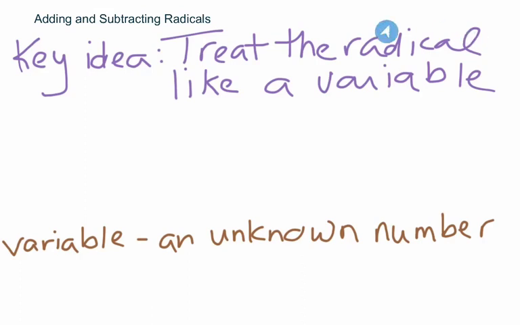It's just now we know what the number is. So the number might be the square root of 2 or the square root of 3. And so it behaves the same way as the variable. So what do I mean by that when I say treat the radical like a variable? If you had this problem, 4x plus 2x, and I were to ask you what that is, I hope you would tell me 6x.